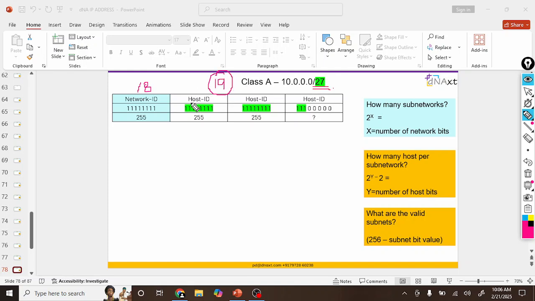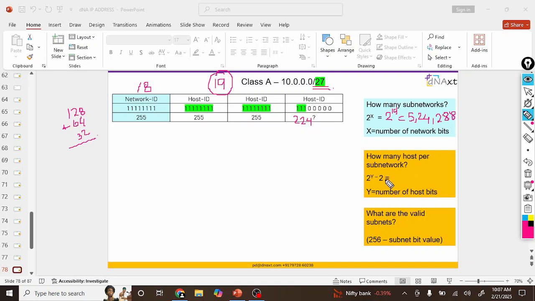And because of these 19 borrowed bits, we are going to cut or slice our major network into 524,288 subnetworks. Okay, let's write down the subnet mask. It's 255.255.255.224. Okay, 128 plus 64 plus 32 will give you 224.